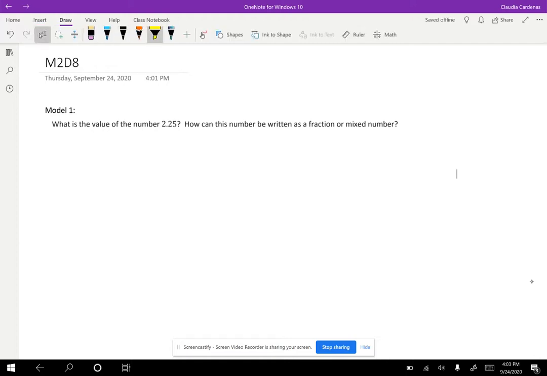So what is the value of the number 2.25? How can this number be written as a fraction or as a mixed number? So at first, ask: what is the value of this mixed number? In other words, how would we say this number out loud with place value? Well, first, let's take a quick review over place value, especially about the numbers that are after the decimal point.